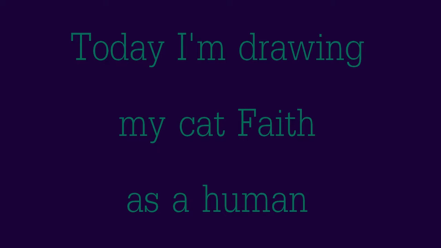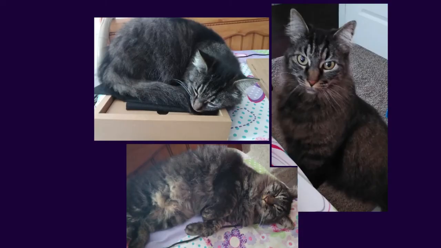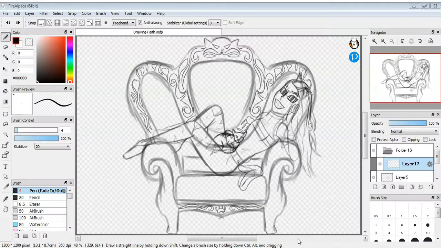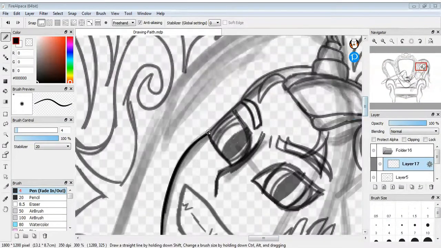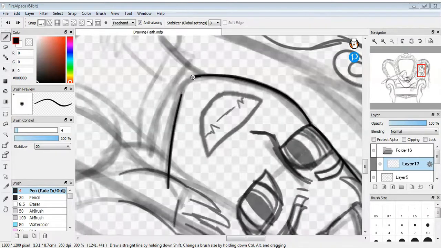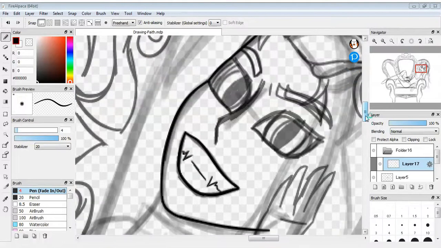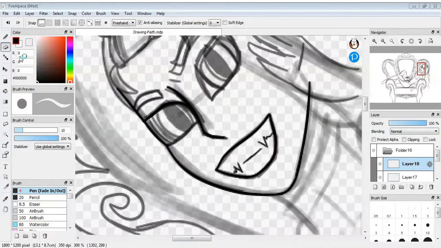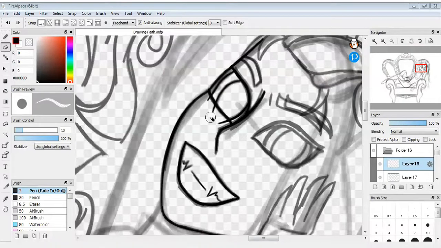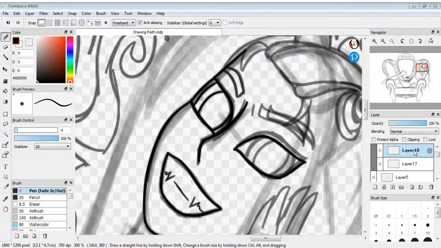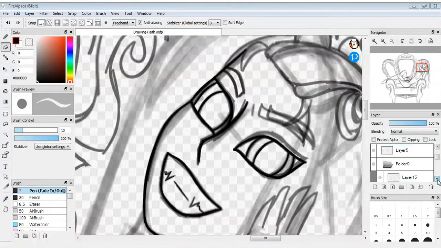Today I'm drawing my cat Faith as a human. Here are a few pictures of what she looks like. Enjoy! So, as you may or may not know at this point, I enjoy drawing non-human characters as humans. And so today I decided to draw my cat as a human. I also drew her as a cat in this drawing, but it's mainly about her being a human.